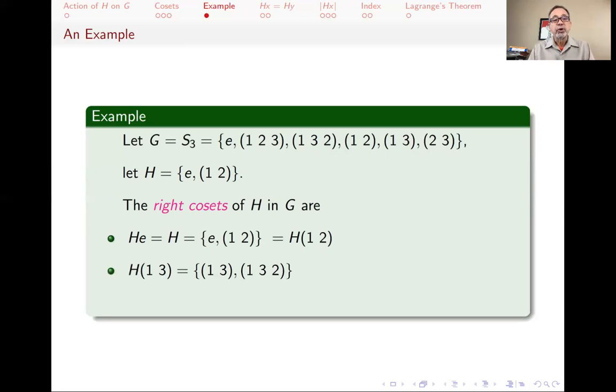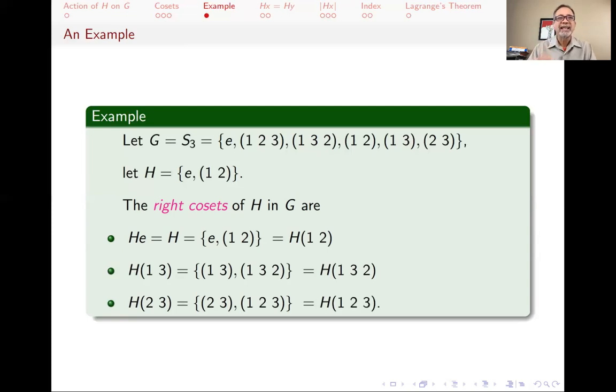There are other cosets. So H times (1 3), for example, you have to multiply (1 3) on the right. e(1 3) is (1 3). (1 2) times (1 3) is (1 3 2). So that's another coset. And this has another name, H(1 3 2). We already have taken care of 4 of the elements of the group. Remember, cosets partition the whole group. And so the remaining 2 are going to be our last coset, H(2 3), and that has a name also, H(1 2 3).